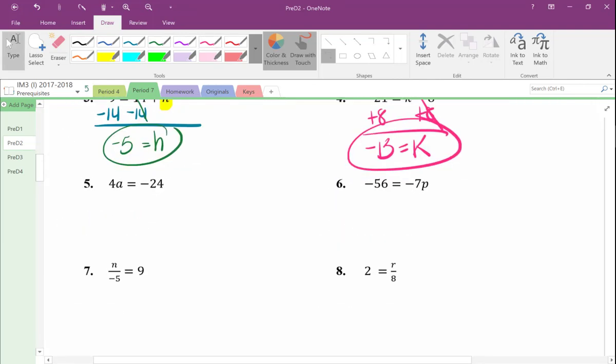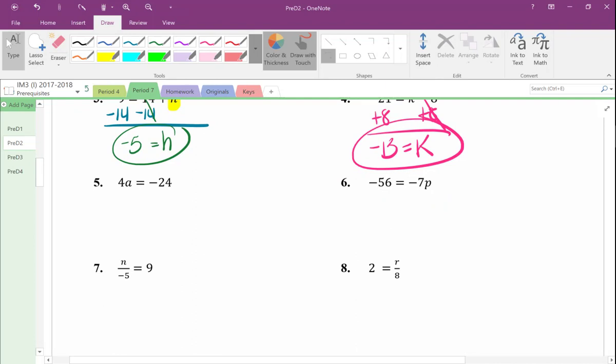Okay, next one here. We're going to kind of skip around a little bit. 5, read it left to right. It says 4a, which really is 4 times a. When they're right next to each other, it's multiplication, equals negative 24. Locate the variable. There it is. There's a. That means everything else must go away from it. It's like it's on fire. Everyone's got to run away from it. What do I got to do to get rid of that 4?